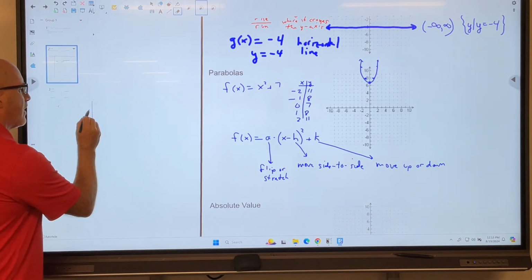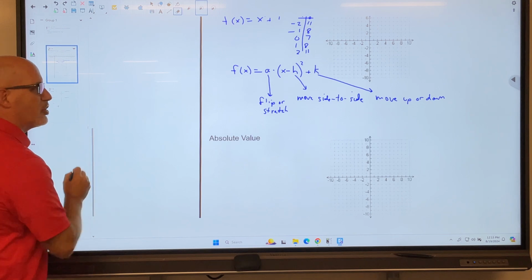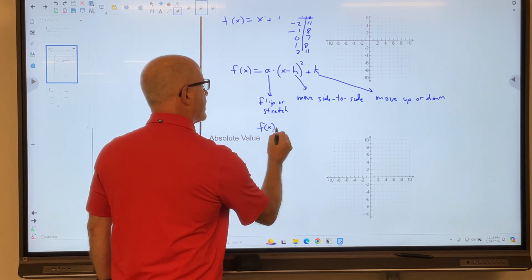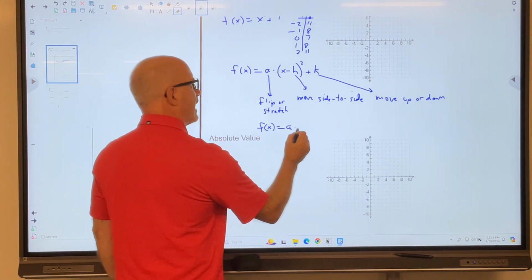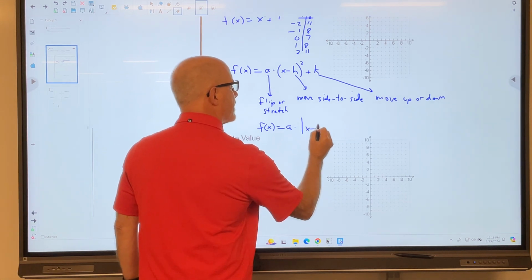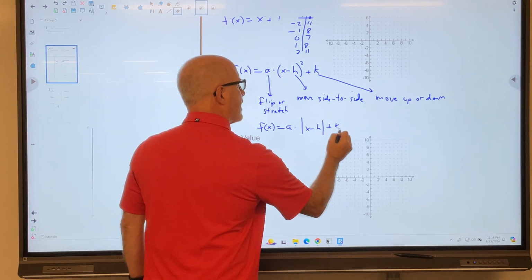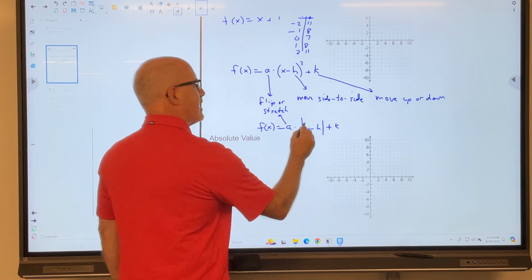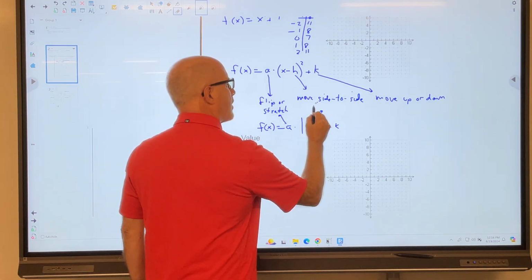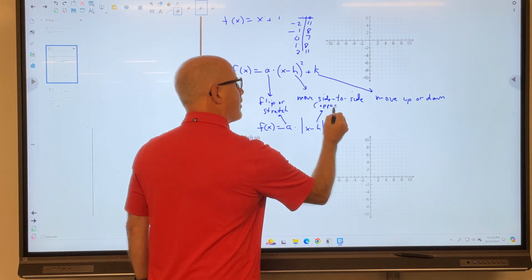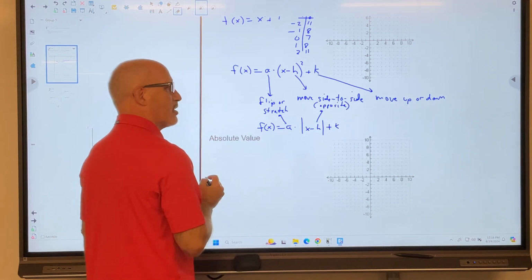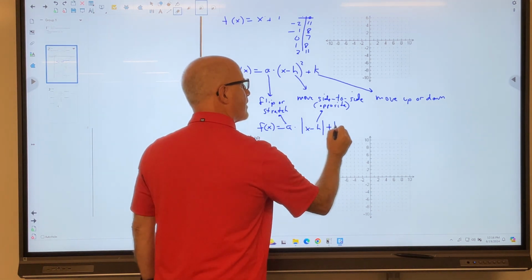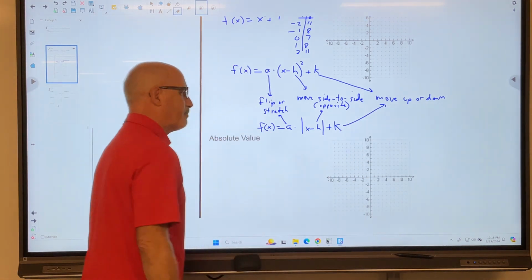Now absolute value follows a similar pattern, only it's a V shape. For the equation for absolute value, you're going to have something very similar: A times the absolute value of x minus h, plus k. These have the same properties. The A in front will flip or stretch. The h in the middle will move it side to side, and we're going to put the word opposite here, because remember, on the inside it moves in the opposite direction. And then the k will move it up or down.